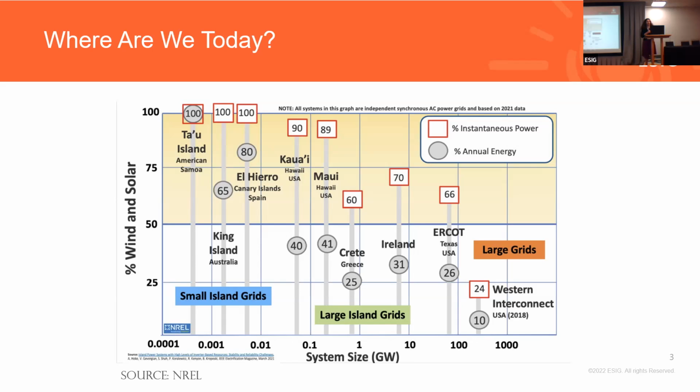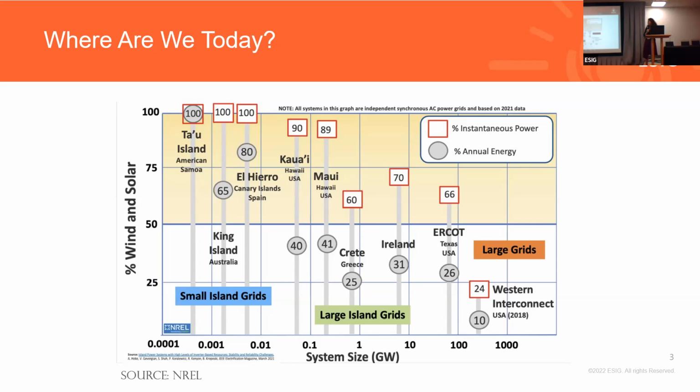So just to set the stage for where we are today, this chart is from NREL, and it's showing penetration levels that have been reached in different areas. When I say penetration level, in circles here, you can see the energy that's been served by inverter-based resources annually. And then in squares, you can see the instantaneous percent of load that has been served by inverter-based resources.